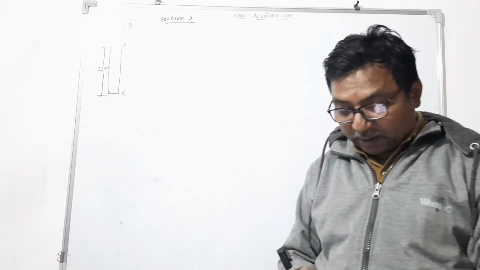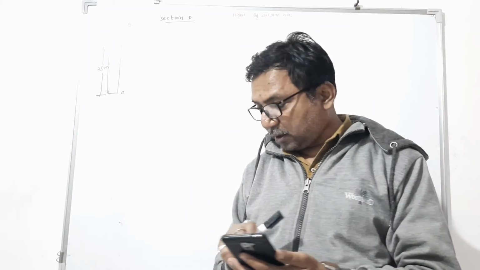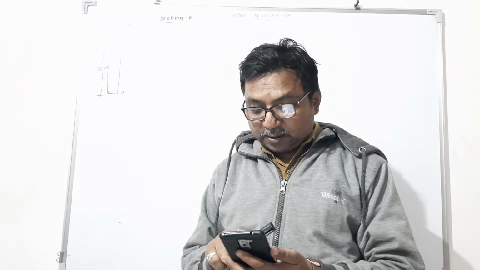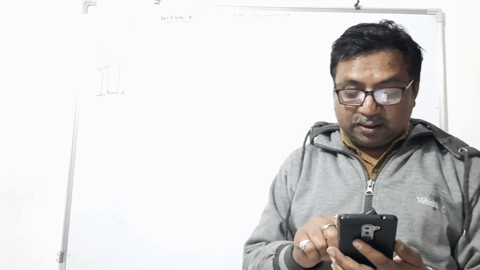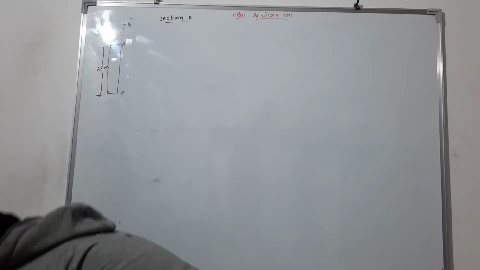So, the 19th question is that a ball is thrown vertically upward with a velocity of 20 meter per second from the top of a multi-storied building. The height of the point from where the ball is thrown is 25 meters from the ground. How high will the ball rise and how long will it be before the ball hits the ground? Take g is equal to 10 meter per second square.